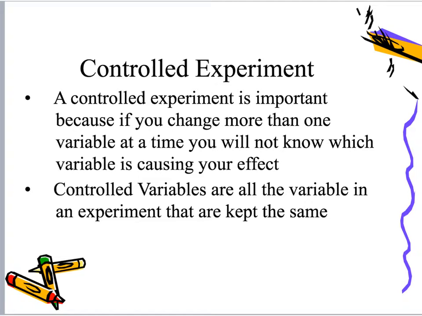A controlled experiment is important because you only want to change one variable at a time in an experiment. If you change more than one variable, then you don't exactly know what change is causing your effect.